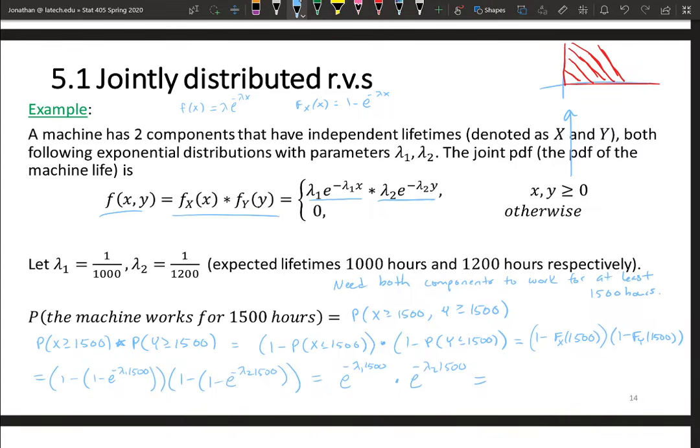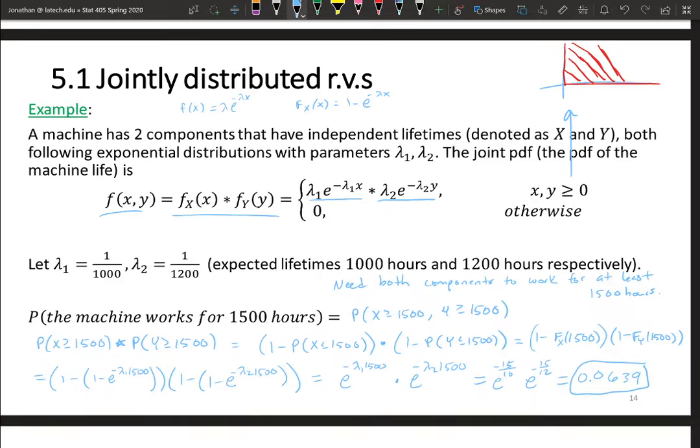And then you substitute what lambda 1 and lambda 2 are. Lambda 1 is 1 over 1000. Lambda 2 is 1 over 1200. So that's e to the negative 15 over 10 times e to the negative 15 over 12. Multiply that out. I think you should get something like 0.0639. So it's not likely that your machine will function more than 1500 hours. Only 6% of the time will the machine function more than 1500 hours.